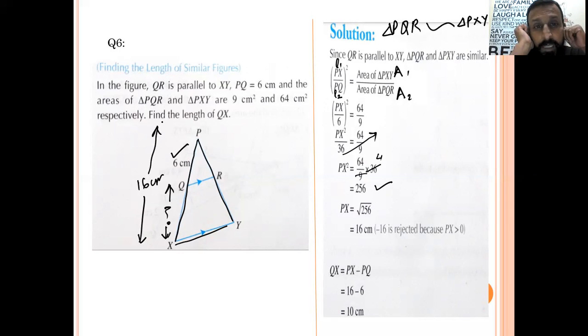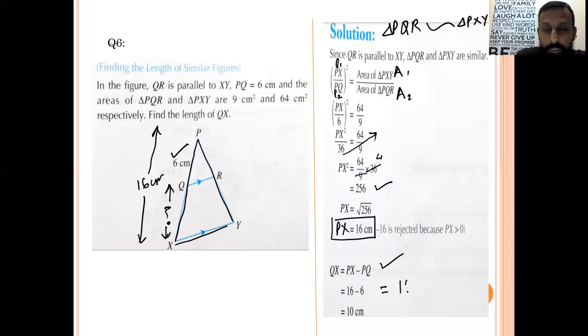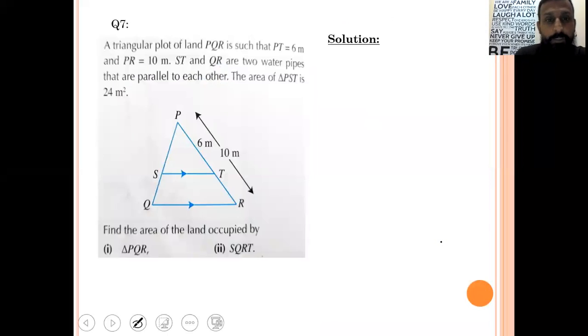Now, what is the question? Find the length QX. So, what they have done, QX, the complete length QX is equal to PX minus PQ. Plug in these values that have been given to you. PX is 16, we just found it out. So plug in this value, PX is equal to 16, and PQ is this length given to you in the figure. So 16 minus 6 is equal to 10 centimeters. That's the answer. So let's do one question on our own.